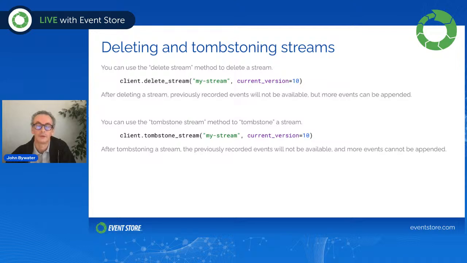In addition to appending to a stream and reading from a stream, we can delete and tombstone streams. These operations are quite similar but slightly different. When we delete a stream, previously recorded events will not be visible, but more events can still be appended. And if you tombstone a stream, then it's shut, it's closed for business, and you will not be able to append any more events to the stream.